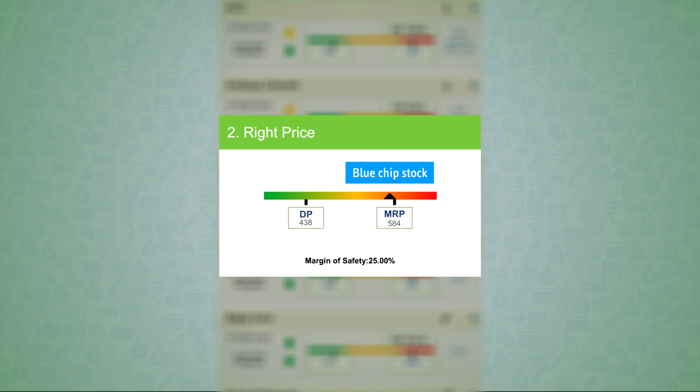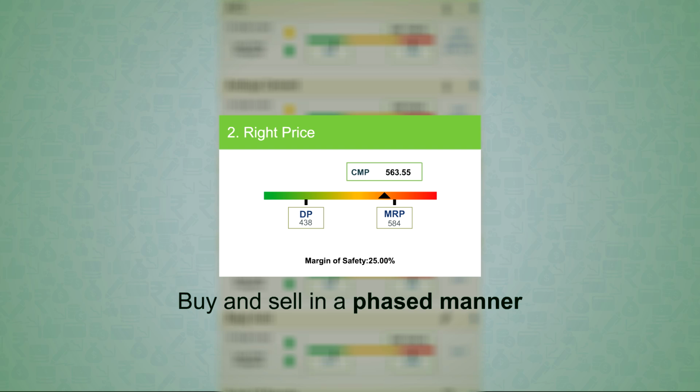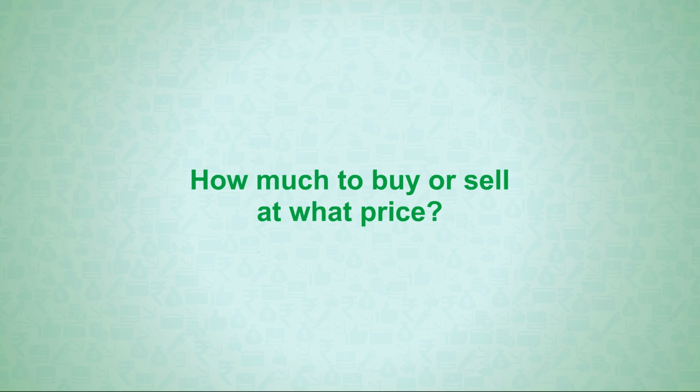It is rare that the best blue chip stocks are available at a great discount to their full value, and often trade much higher than MRP. Similarly, some stocks like commodity stocks are available at irrationally deep discounts in recessionary times. Since we cannot predict this, the solution is to buy and sell in a phased manner. This brings us to the last question: how much to buy or sell and at what price?